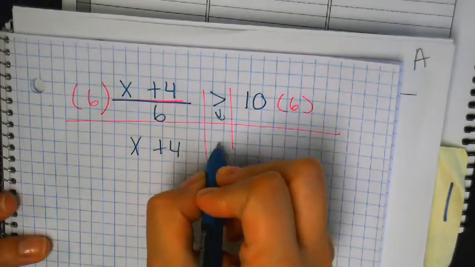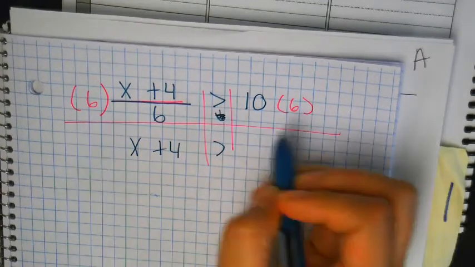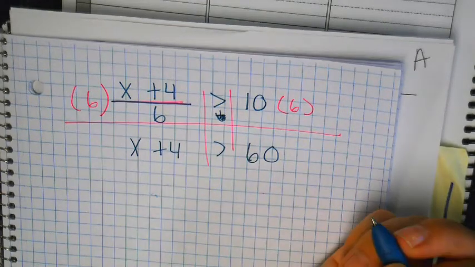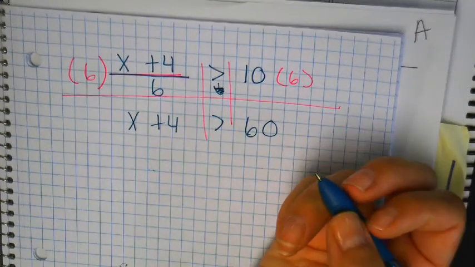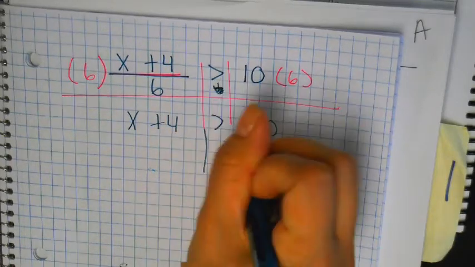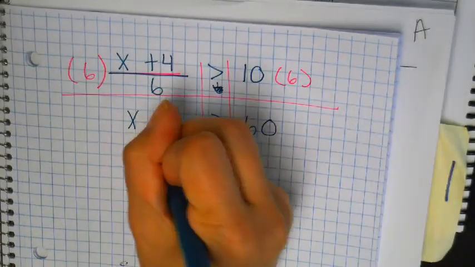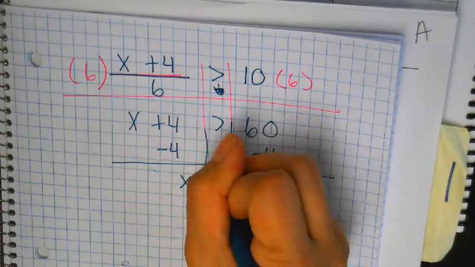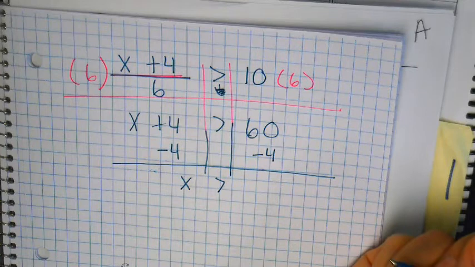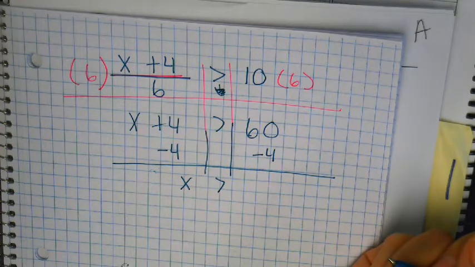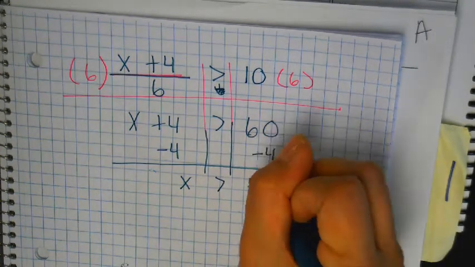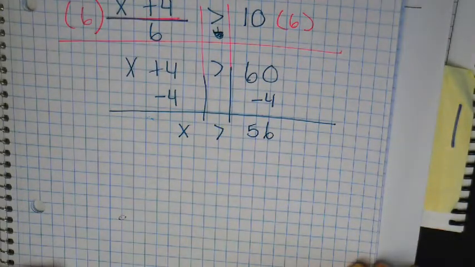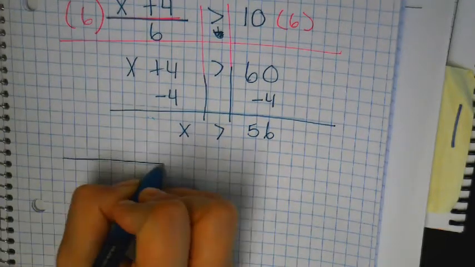Bring down your inequality. 10 times 6, 60. Then our last step is to get rid of the 4. How do I mathematically get rid of the 4? You subtract 4 on both sides. So we're left with x is greater than 56, because 60 minus 4 is 56. We can draw our number line.